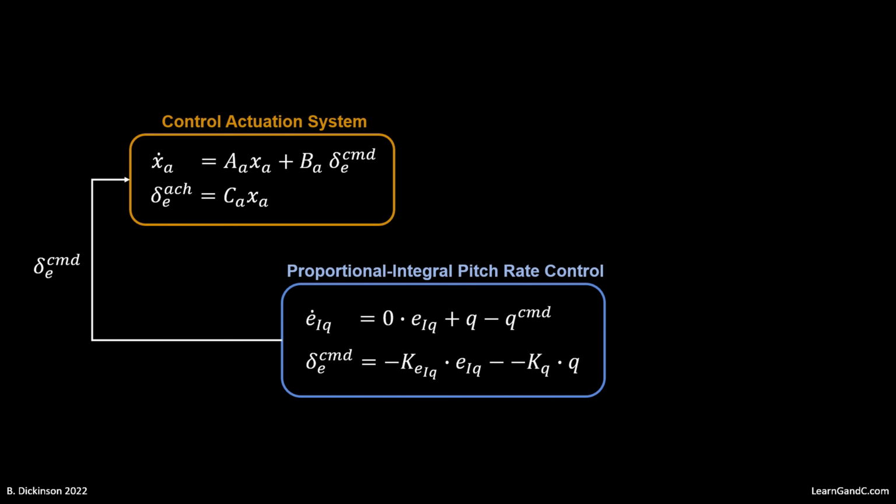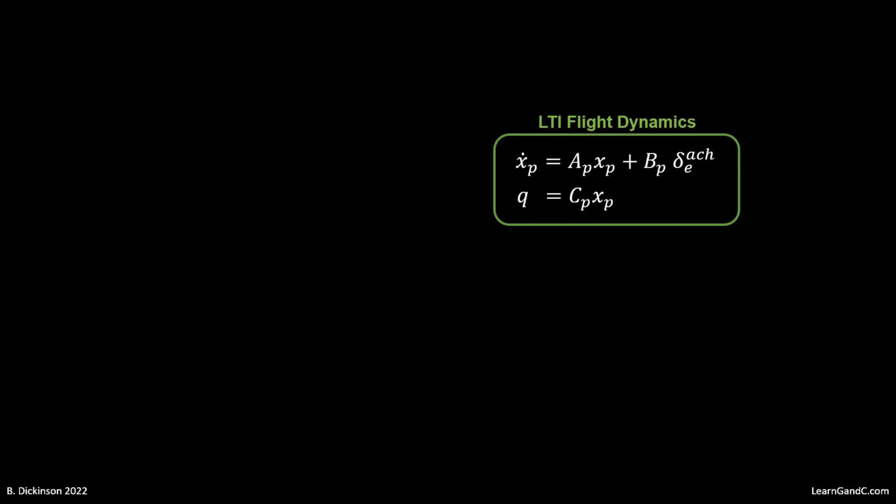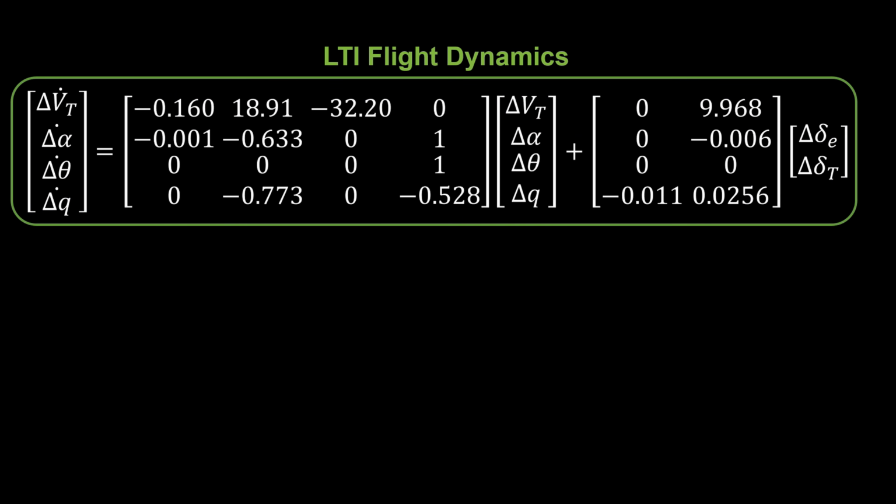The dynamic controller produces the elevator deflection command, which is input to the control actuation system, which is an input to the longitudinal flight dynamics. Here, another LTI system about the trim condition presented earlier, which produces the pitch rate response that's fed back into the controller. The flight dynamics capture small deviations in state and control inputs about the trim condition. The four states here capture the phugoid and short period mode, which are controlled through elevator and thrust input.